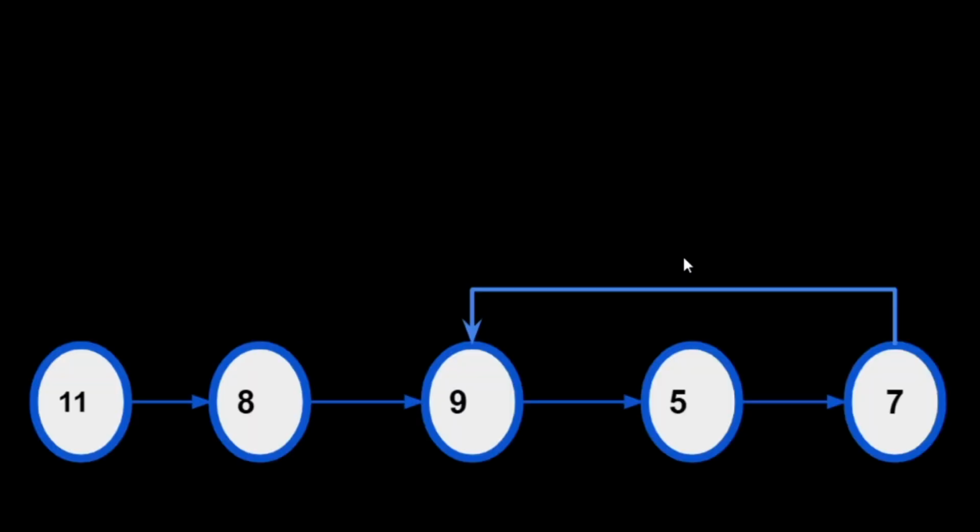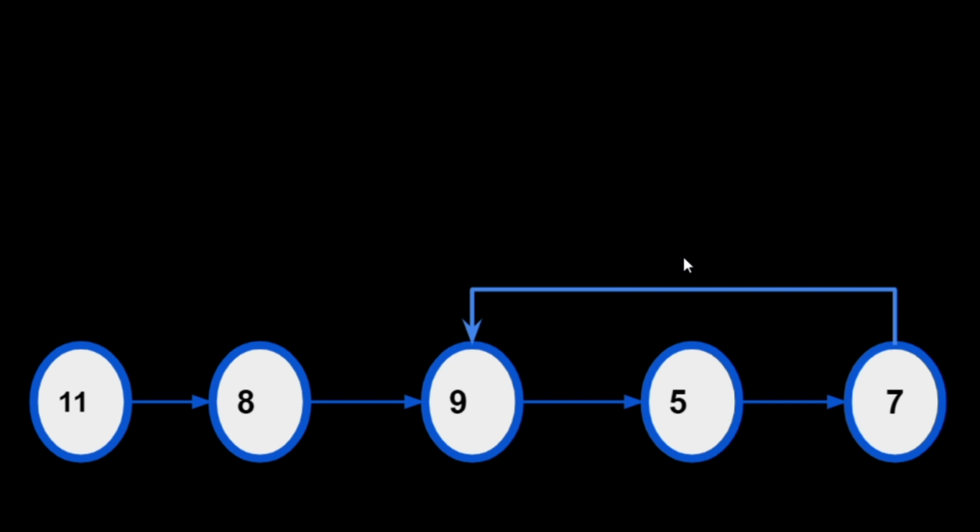So for example, we have this linked list, and we have to tell if there is a cycle. We can see there is a cycle between 9, 5 and 7, but how can we tell it in constant space and linear time? So what we do is we take two pointers.